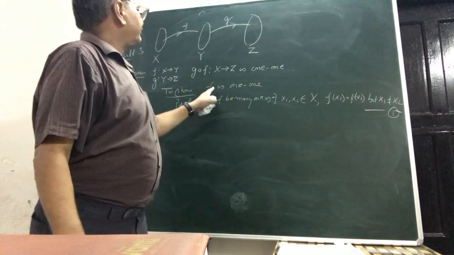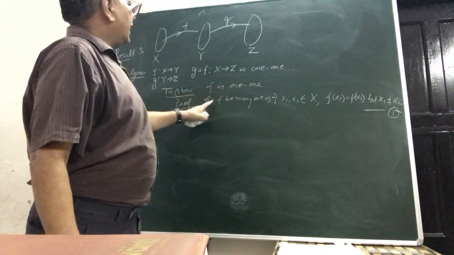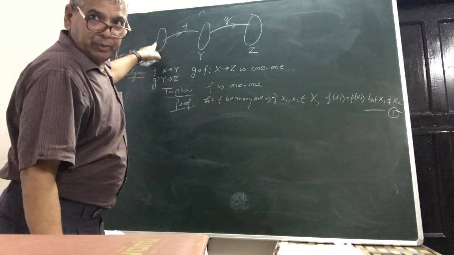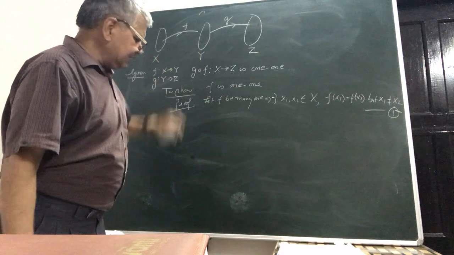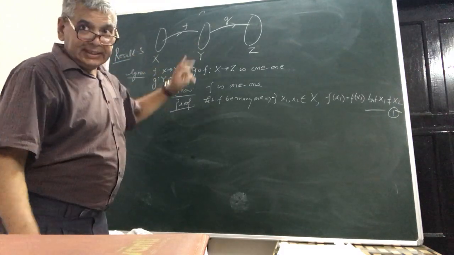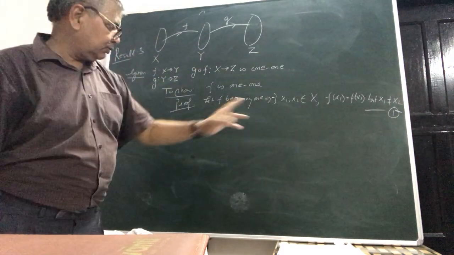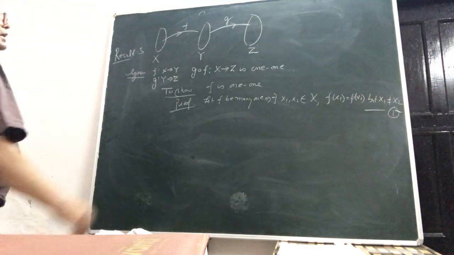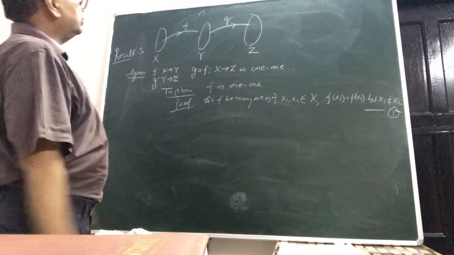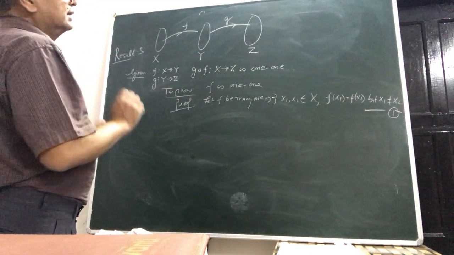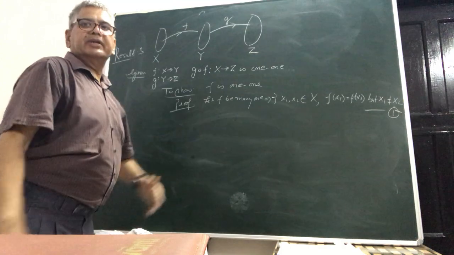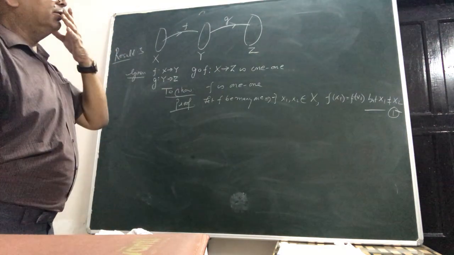So if f is not 1-1, then at least two elements will certainly exist in the domain of f whose images are the same, and these two elements are distinct. This is what we have written in 1. Now we will show that this will lead to a contradiction somehow. If we can show it, then our result will be proved.